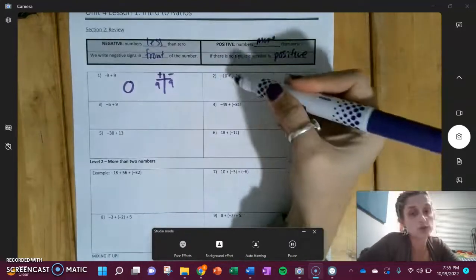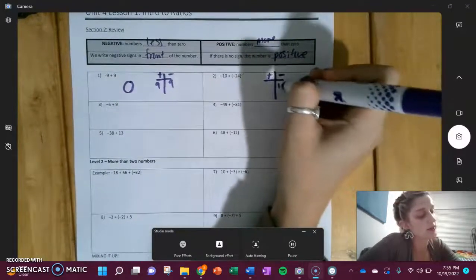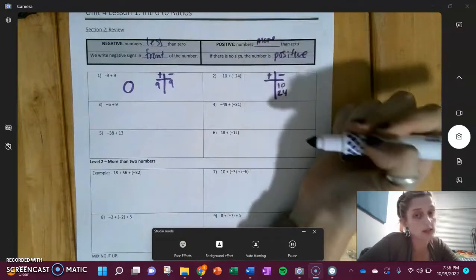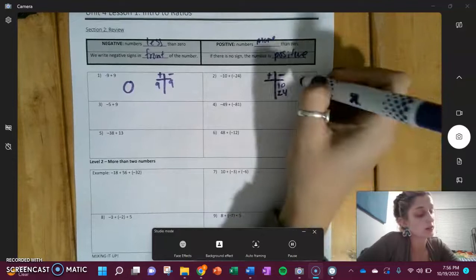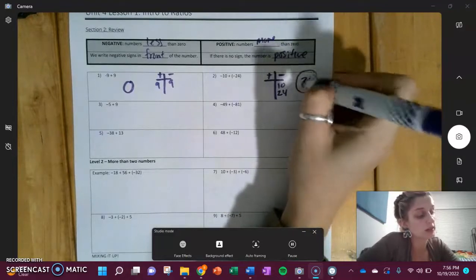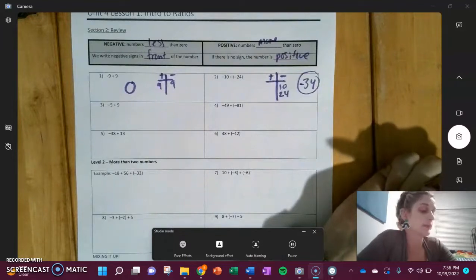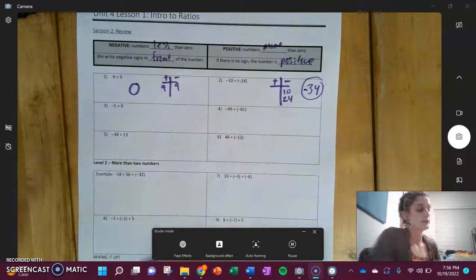If I'm adding 2 of the same sign, that's 10 points for the negative team and also 24 points for the negative team. Positive team gets no points, and the negative team has 34 points. It needs to be negative because it's from the negative team. So that's how we handle these ones up here.